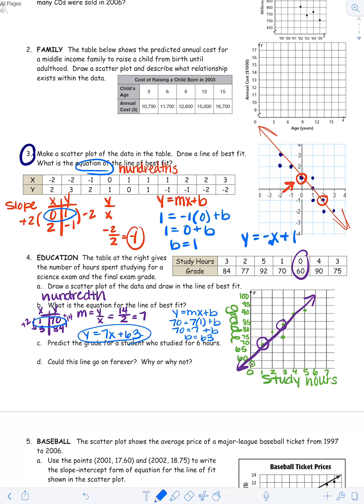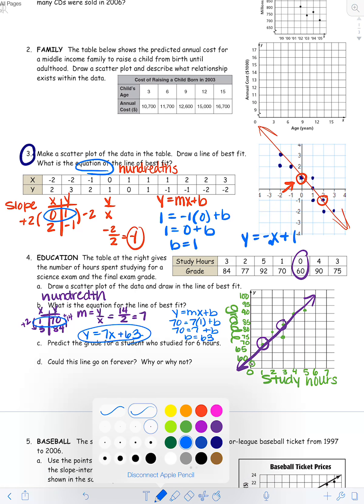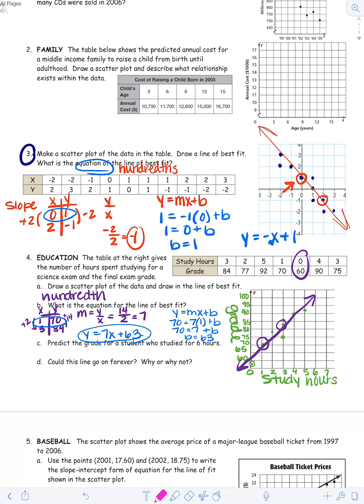So it's saying predict a grade for someone that studied for 6 hours. You're going to use that equation that you just came up with for your line. So the amount of hours was our x, if you see. So I would be substituting 6 in place of x in the equation you wrote in part B. So you can go ahead and substitute that in.